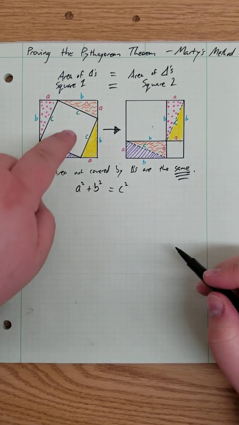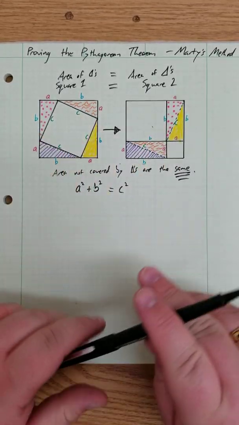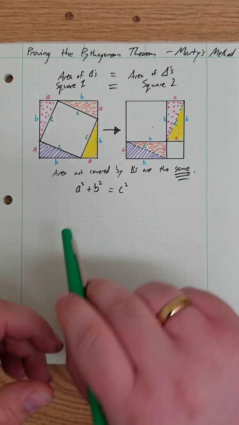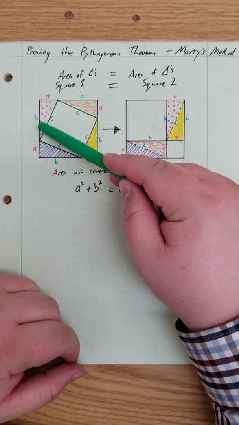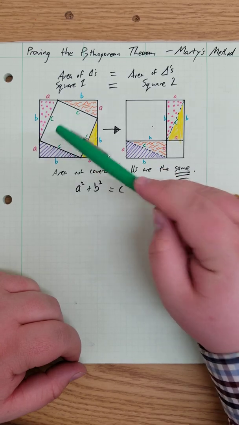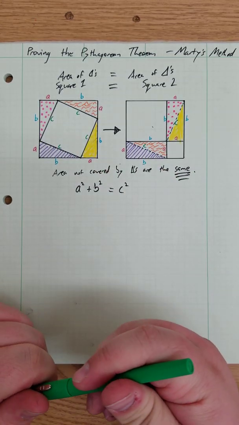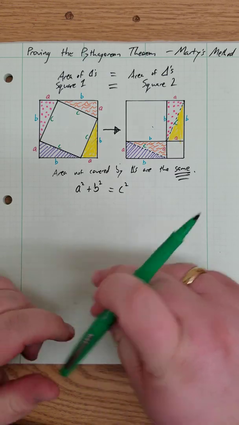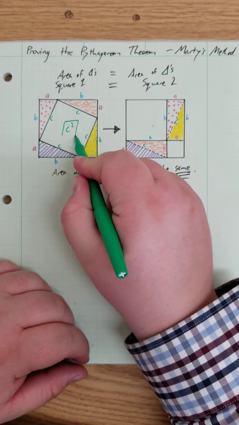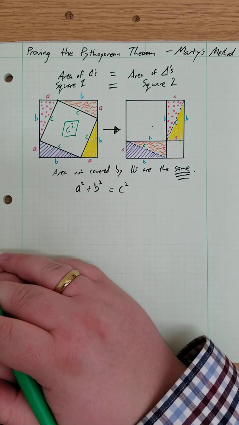Well, then let's talk about what these areas are. The area of this big center one has a length and a width of c. Each of these are c. That is the hypotenuse of our right angle triangle. Therefore, the area of this one must be c squared. That's the area of that square, is c squared.